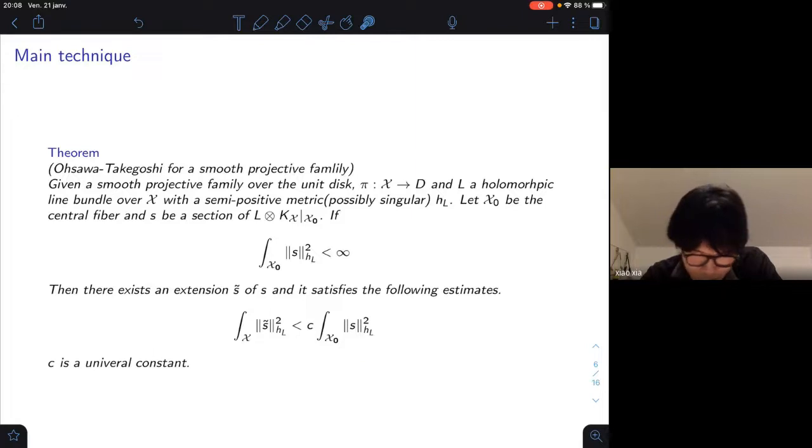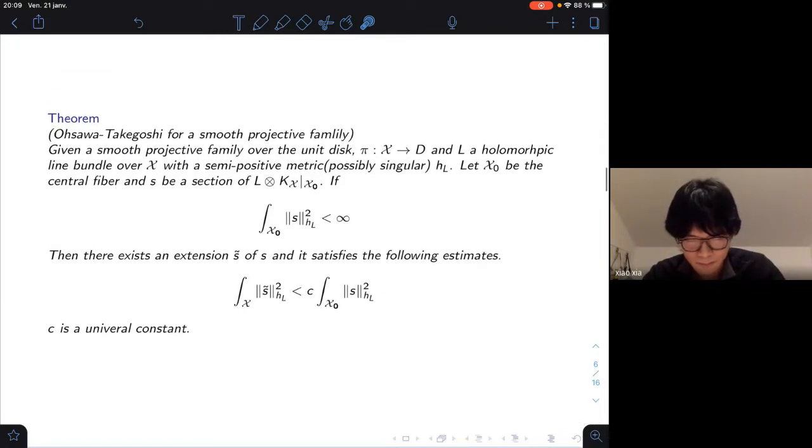Right. So one key point is that the constant C is universal. That means that this C doesn't depend on any manifold or the bundle. It's the same for all cases. And it's very crucial for our proof of the invariance of plurigenera.